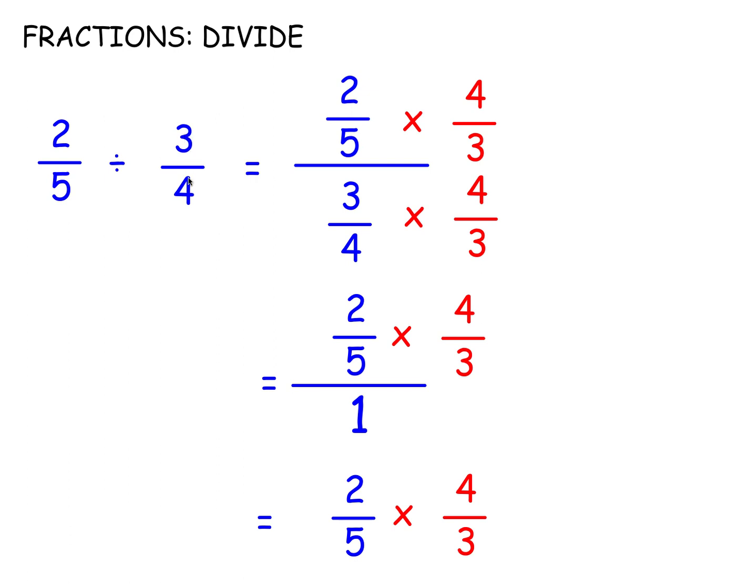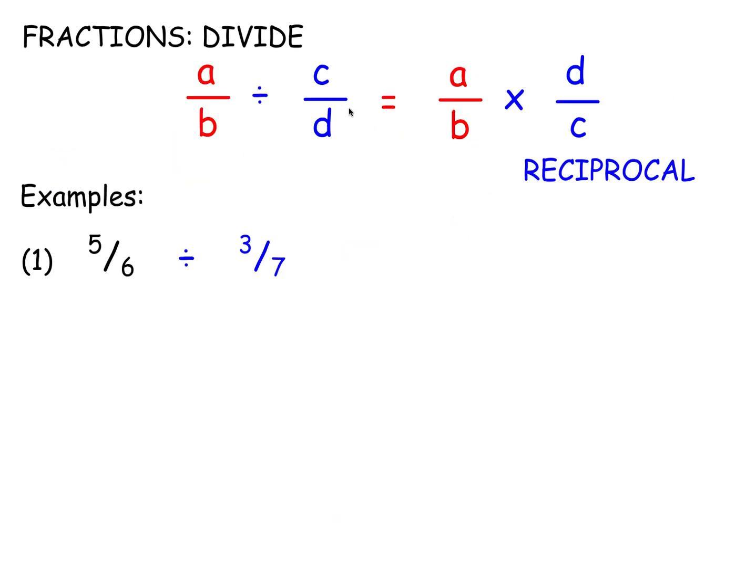And notice what's happened. Division by 3/4 has become multiplication by its reciprocal, the fraction flipped upside down, 4/3. So you change division into multiplication by the reciprocal. The second fraction is the one that flipped upside down, the other one stayed as 2/5. So that's the rules for division. If you're dividing by a fraction, multiply by the reciprocal, the fraction flipped upside down. And after that, it's just multiplication.